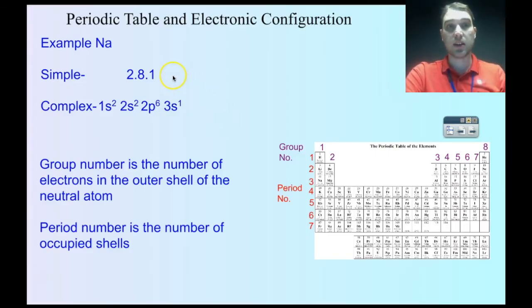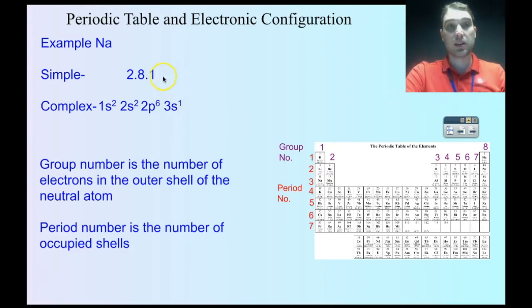Let's look at the electron configuration for sodium, both simple year 11 version and subshell notation. If we look at both of them, we can see there's three main shells that have electrons in them. So here we have 1, 2, 3 shells. Here we have 1, 2, 3 shells. So that lines up with the period number. So period number 3, and that's where we find sodium.